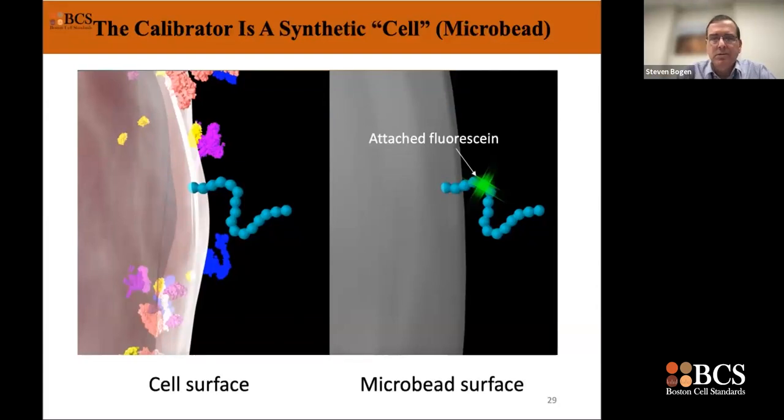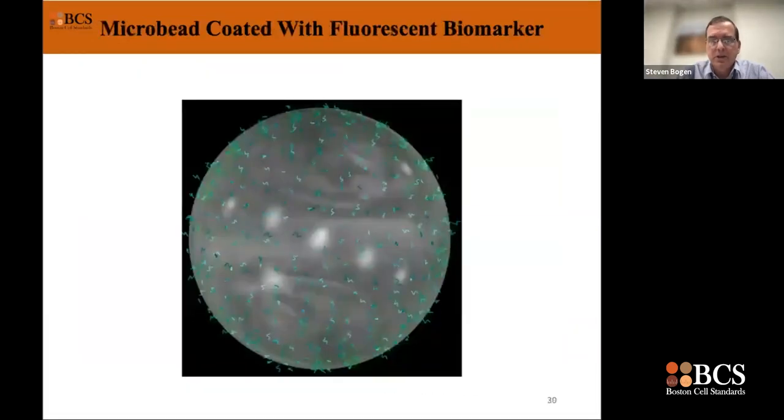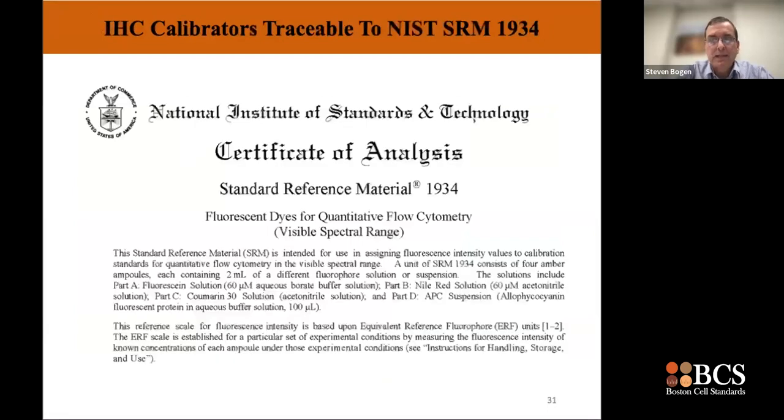And this is really a standard system of calibration for flow cytometry. So we end up with microbeads coated with the biomarker, and those biomarkers are fluorescently labeled. These microbeads are the size of cells. They behave like cells during IHC staining. And as I'd mentioned, they're measured against a fluorescence intensity standard at NIST. Actually, this is a description and summary document of NIST Standard Reference Material 1934. It's the standard to which we trace. One NIST standard serves for all immunohistochemistry assays.